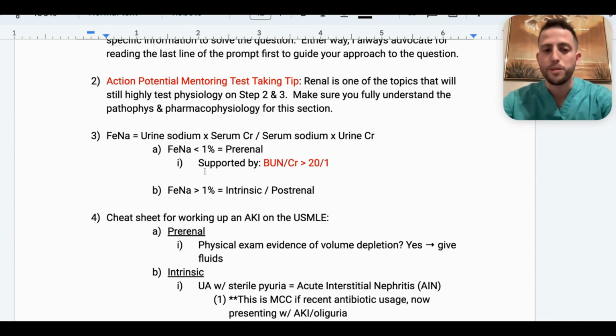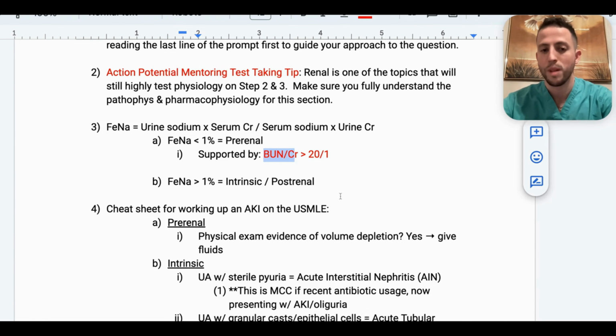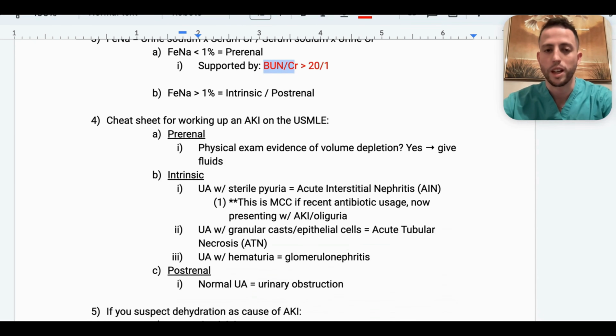If you see a FENA that's less than 1%, you're going to think it's a prerenal azotemia. This will be supported by a BUN to creatinine ratio that's greater than 20:1. If you see a FENA that's greater than 1%, you know that you're looking at either an intrinsic or a post-renal azotemia. Here's a little cheat sheet for working up AKIs on the USMLE. If it's prerenal, you want to see if there's physical exam evidence of volume depletion. If yes, then just give fluids. There's your treatment. If it's intrinsic AKI on the USMLE, check the UA.